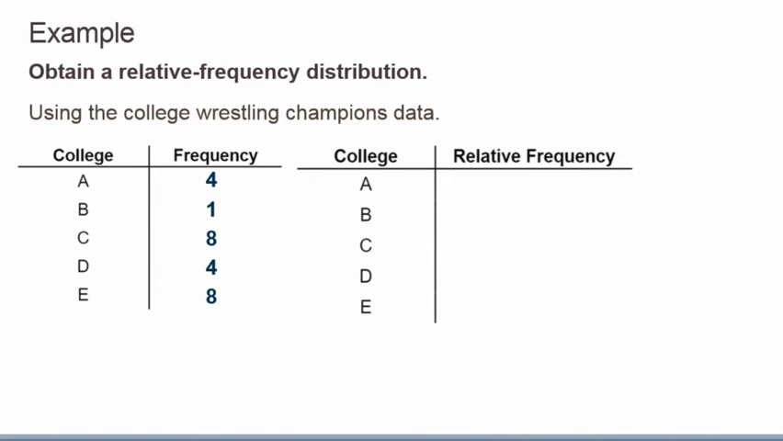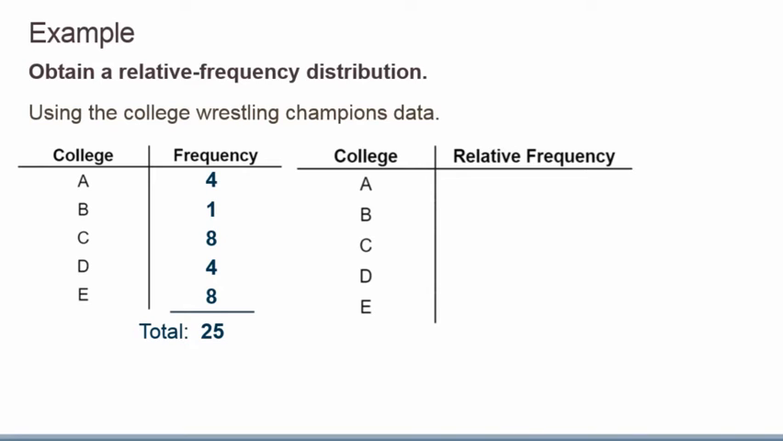Example: obtain a relative frequency distribution. Using the college wrestling champions data, we'll use the table we just designed, where college A has a frequency of 4, college B has a frequency of 1, college C has a frequency of 8, college D has a frequency of 4, and college E has a frequency of 8. Our first step is to find our total frequency. We can do that by adding the numbers in the frequency. 4 plus 1 plus 8 plus 4 plus 8 equals 25.